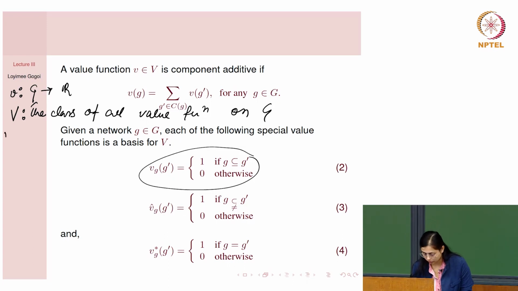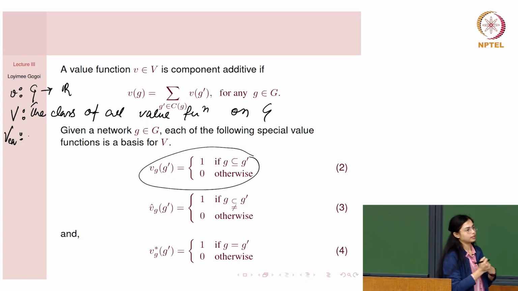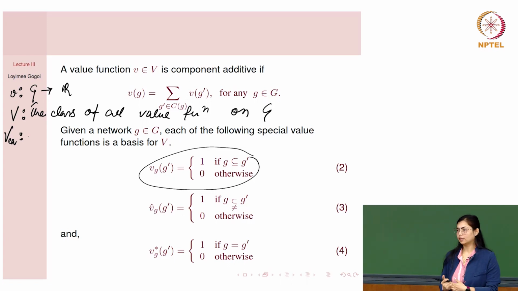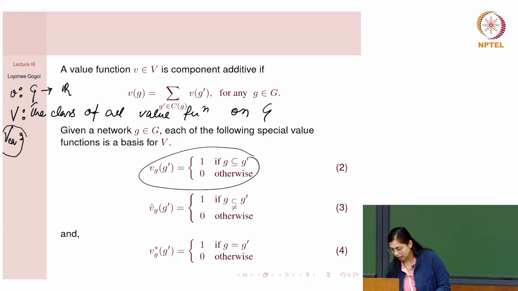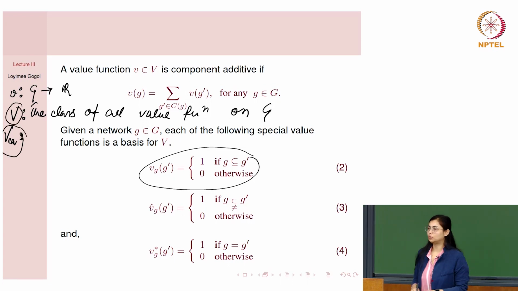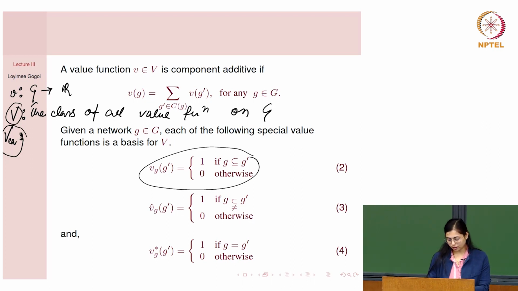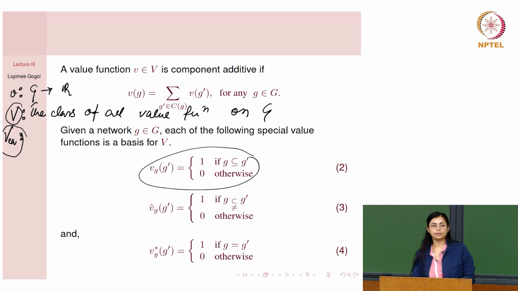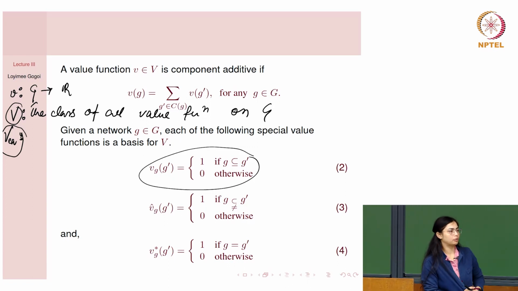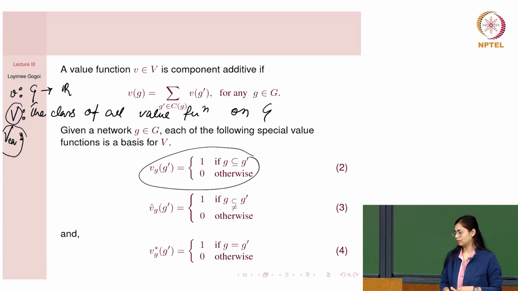And I say V either is component additive or non-component additive. Let me define another definition. So V of CA is the class of all component additive value functions on G. Now, as I said, V is a linear space. Both V of CA and V are linear spaces, and in both cases, these 3 are their bases. Now what do you think the dimension is? It's simply 2 to the power of the number of links in that component.